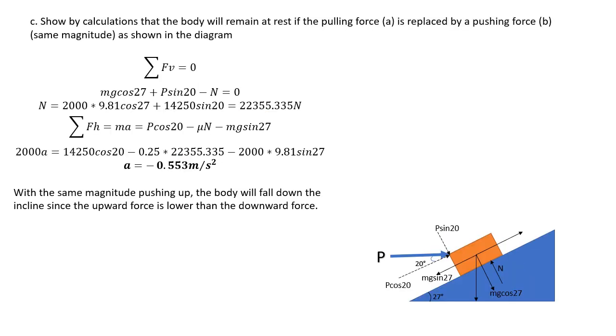In part C, show by calculation that the body will remain at rest if the pulling force is replaced by a pushing force of the same magnitude. So here we remove the pulling force and place that same magnitude, pushing it at a 20-degree incline instead. We still have a vertical force pushing down and a horizontal component of the pushing force going along the hill.